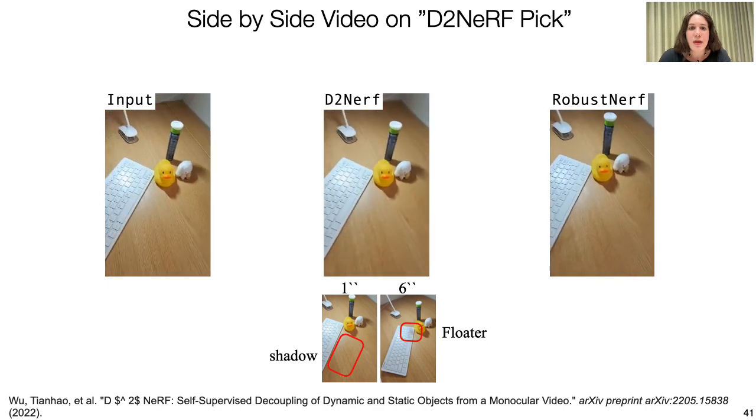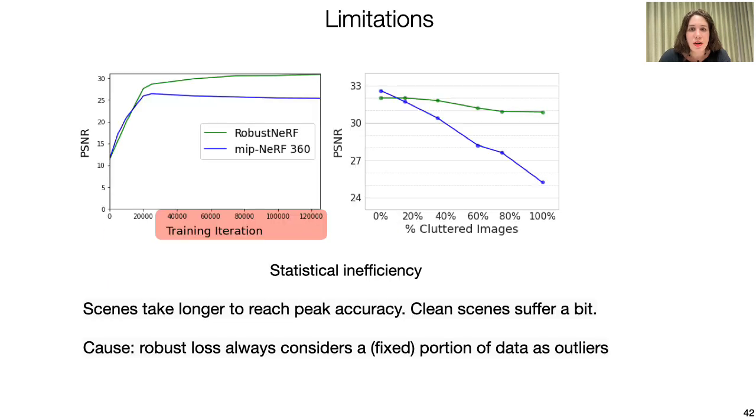Currently, one of the main limitations of RobustNerf is its statistical inefficiency. Throwing away roughly 40% of losses at each iteration results in more training iterations required, and if applied to clean datasets without distractors, it will lower the PSNR of the renderings slightly. We note that one can mitigate this by changing the threshold and hyperparameter tuning.